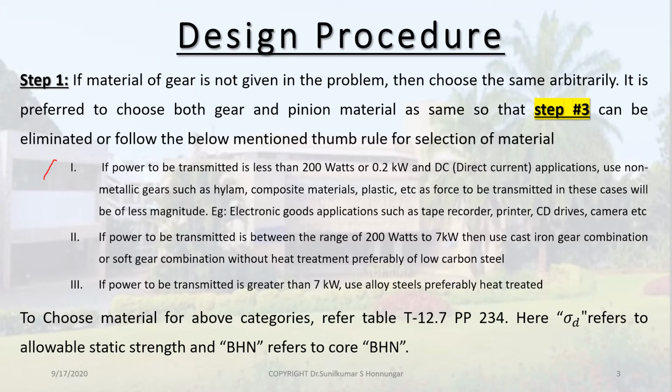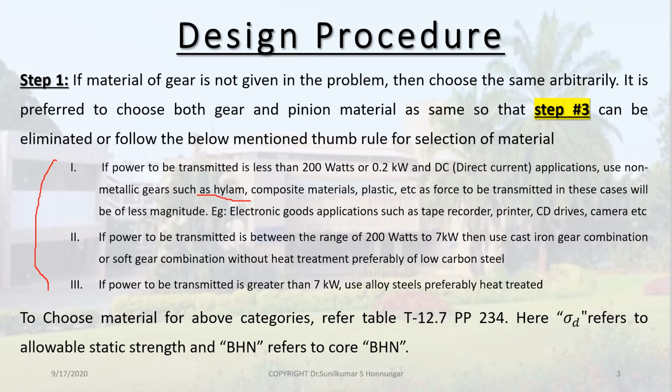probably this may be very useful during your profession. They have given this elaborately, that is, you have to decide the type of material depending upon the quantum of power to be transmitted in that particular application. Like if power to be transmitted is less than 200 watts or 0.2 kilowatt, and if it is a DC application, DC means direct current application, use non-metallic gears such as Hylam.